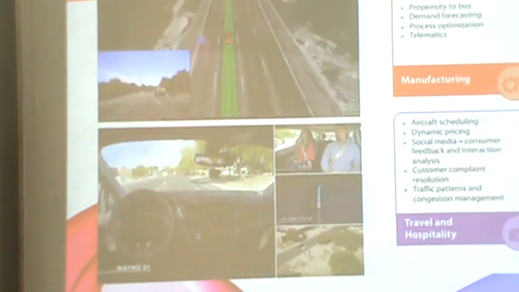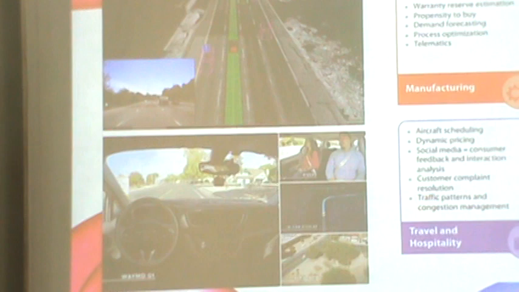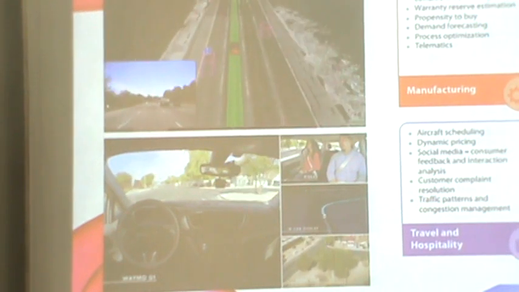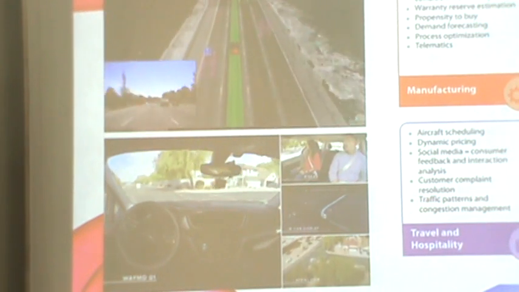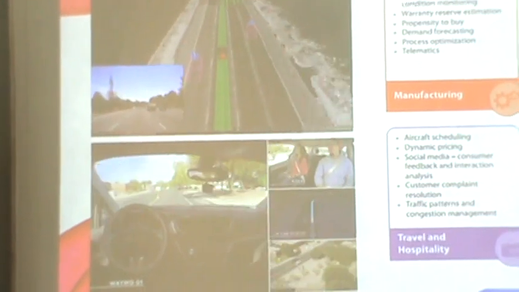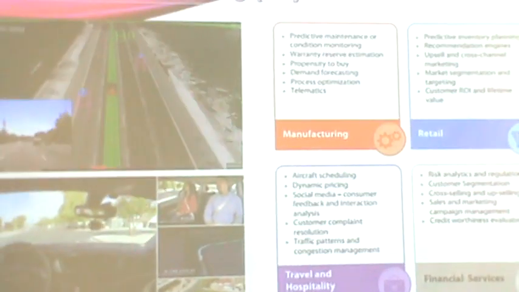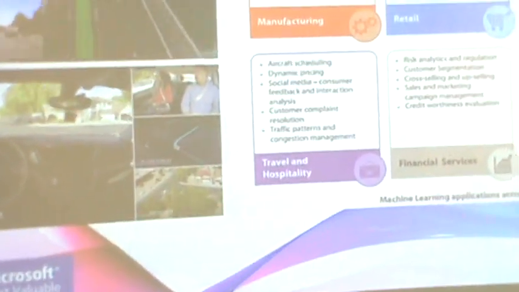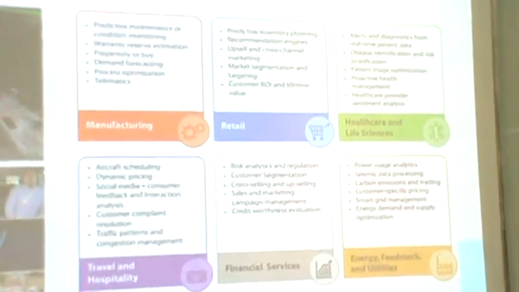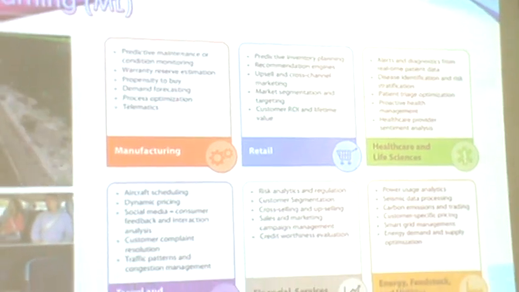So if there is a signal, the car will stop automatically, and if there is some car behind it, it will stop automatically based on the distance and the speed. So in self-driving also, the machine learning concept has been used. And apart from that, machine learning has been used in various industries.